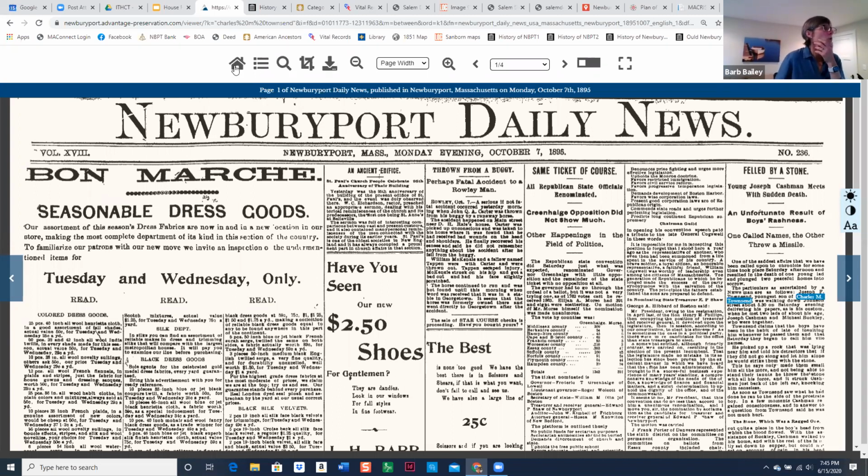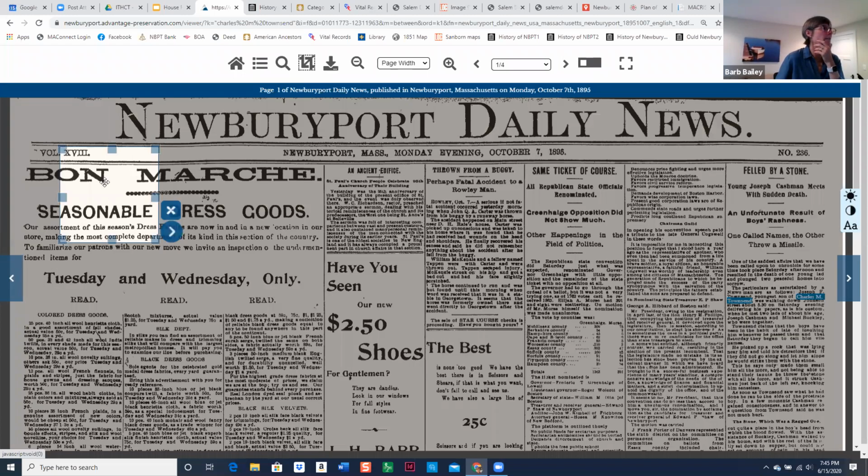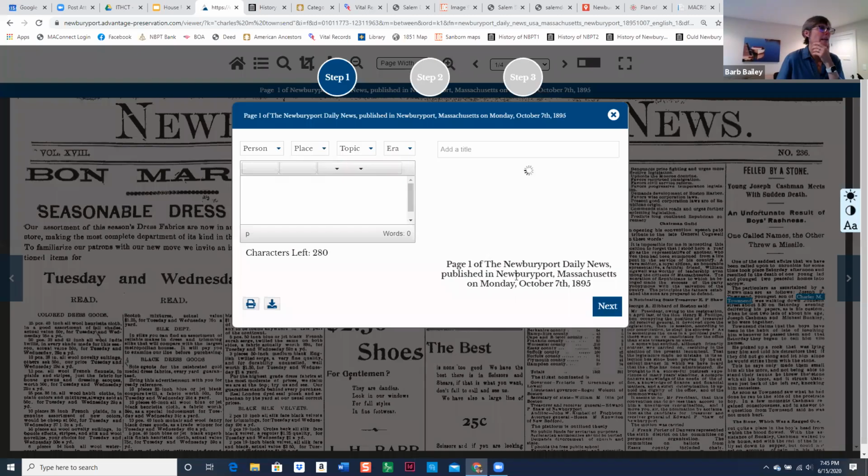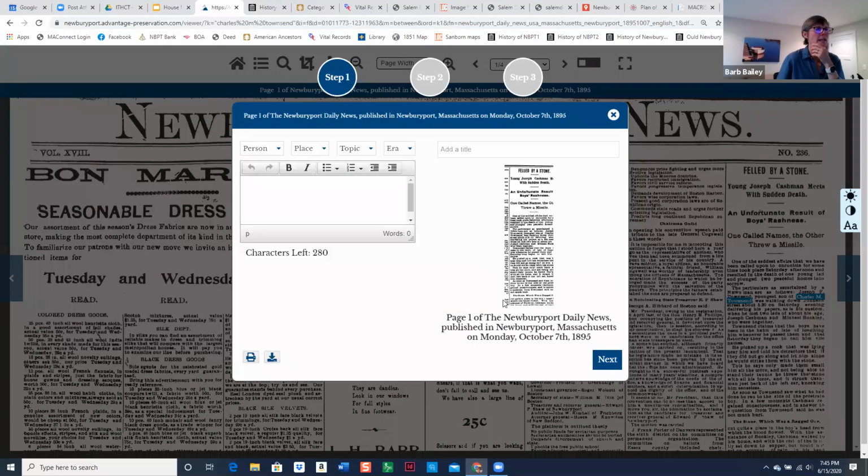And so there's some tools up here that you can use. One of them allows you to take a part of it and take a screenshot of it. If I hit that arrow, it's going to take a screenshot, and it's going to tell you where it came from. And then you can save it to your computer.